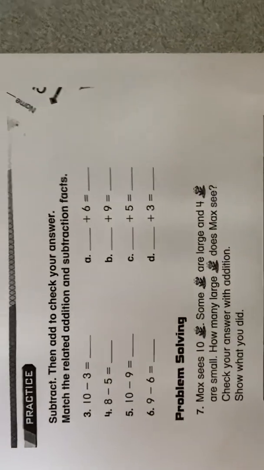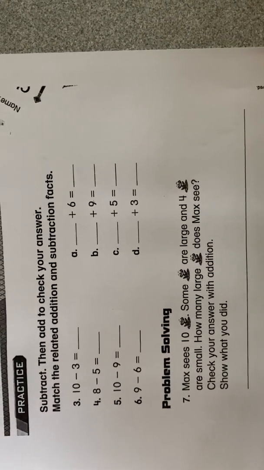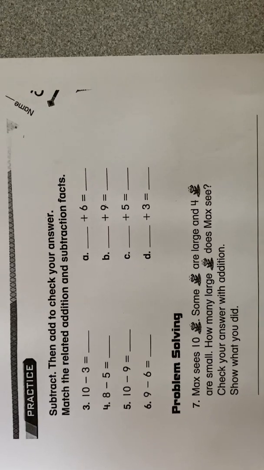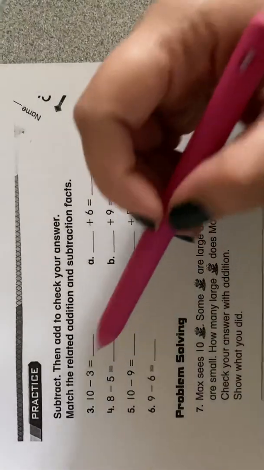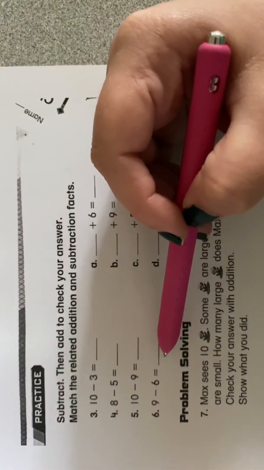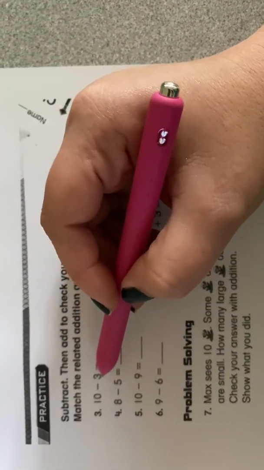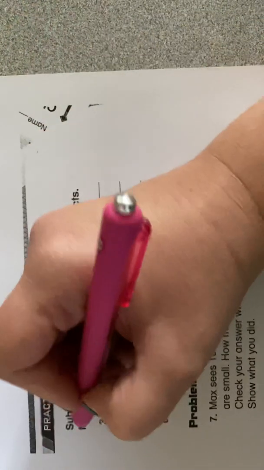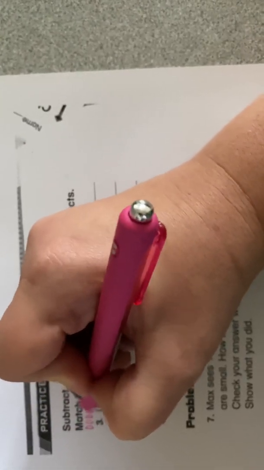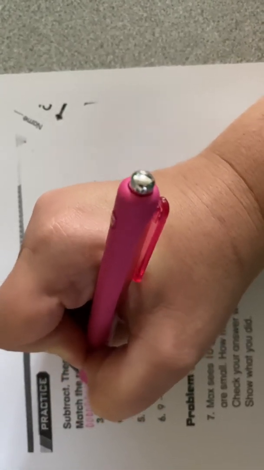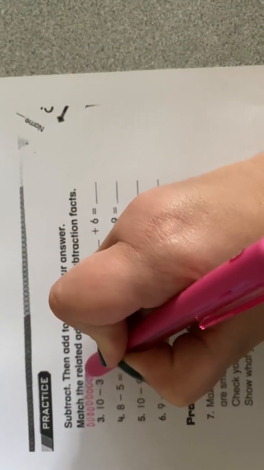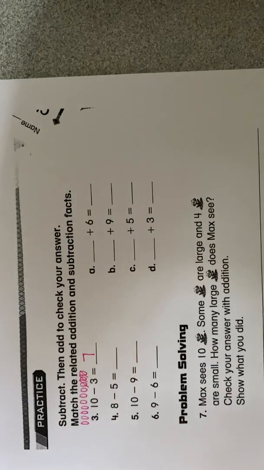Let's flip it over and look at numbers 3, 4, 5, and 6. Okay, so the first thing I want you to do is subtract to find these answers. Okay, so 10 minus 3. So if I have 10, 1, 2, 3, 4, 5, 6, 7, 8, 9, 10, and I take away 3, my answer is 7.